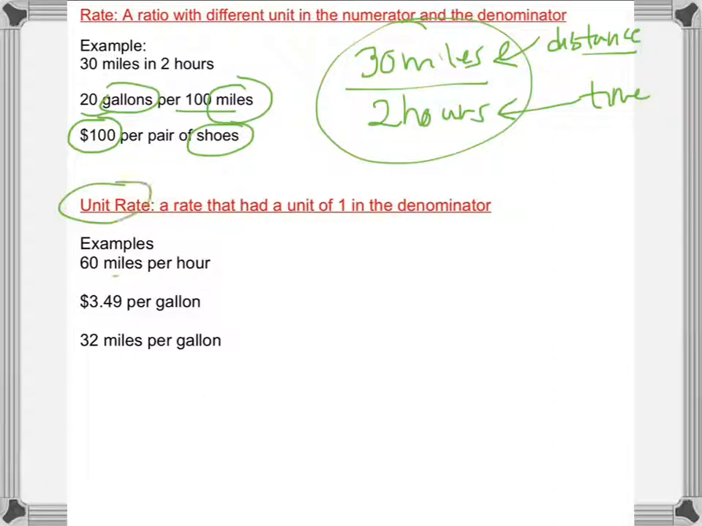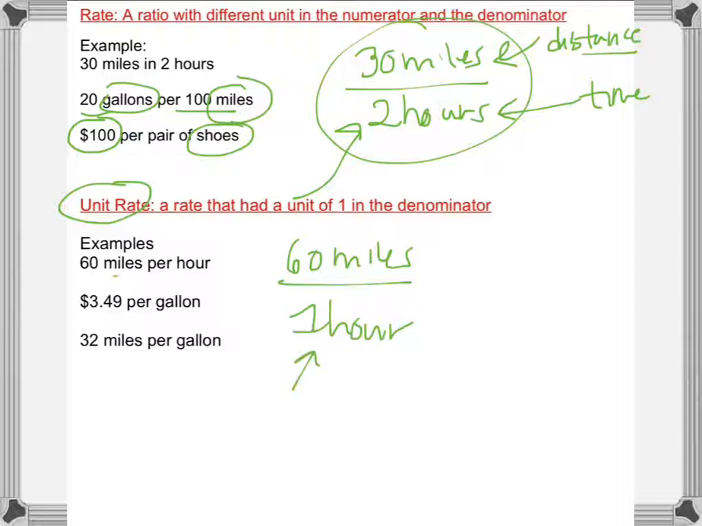A unit rate is a rate that has a unit of 1 in the denominator. In the first rate we had up here, we had 30 miles per 2 hours. That is a rate, but it's not a unit rate, right? An example of a unit rate would be 60 miles in 1 hour. That's a unit rate because I have 1 in the denominator, okay? This is often abbreviated as 60 mph. So you can see this unit, miles per hour, is a unit that we use frequently when we talk about speed.